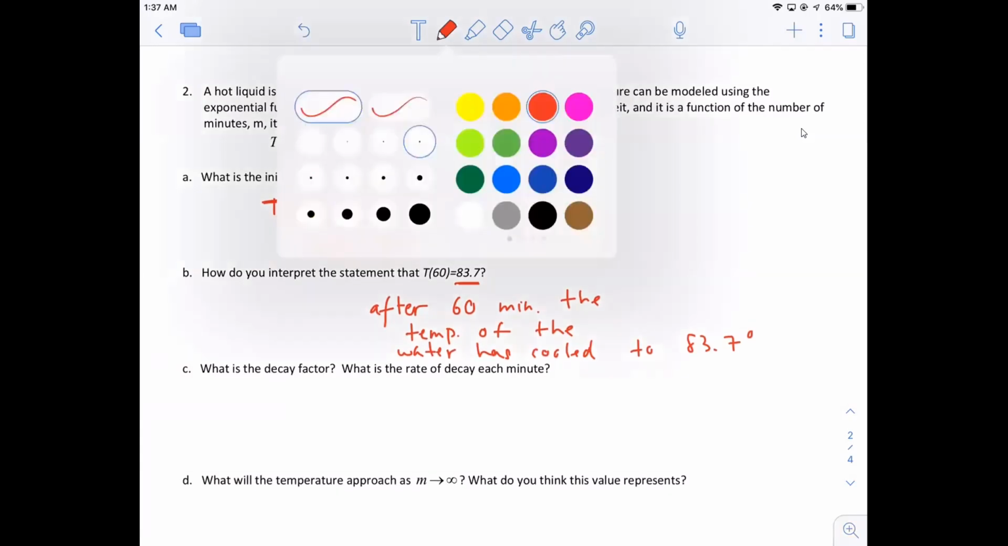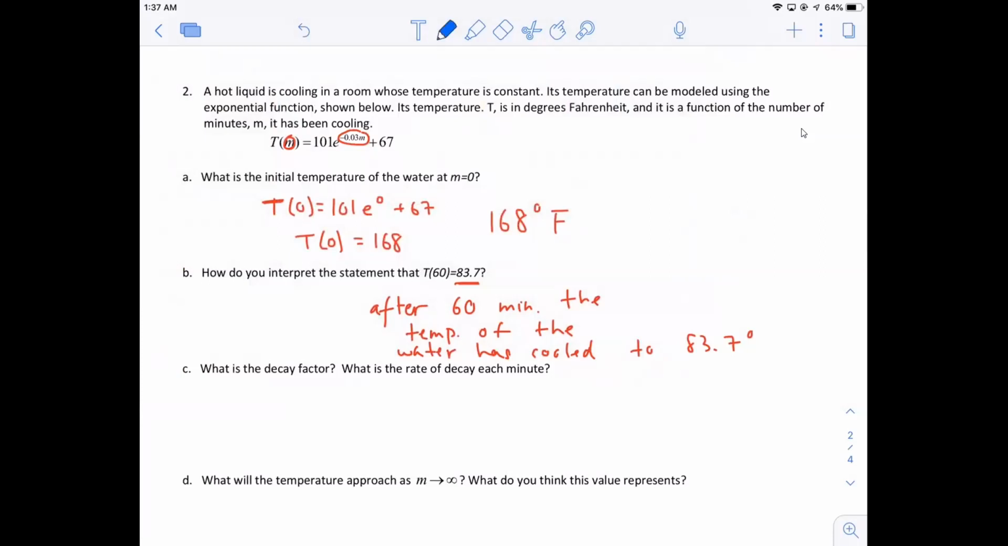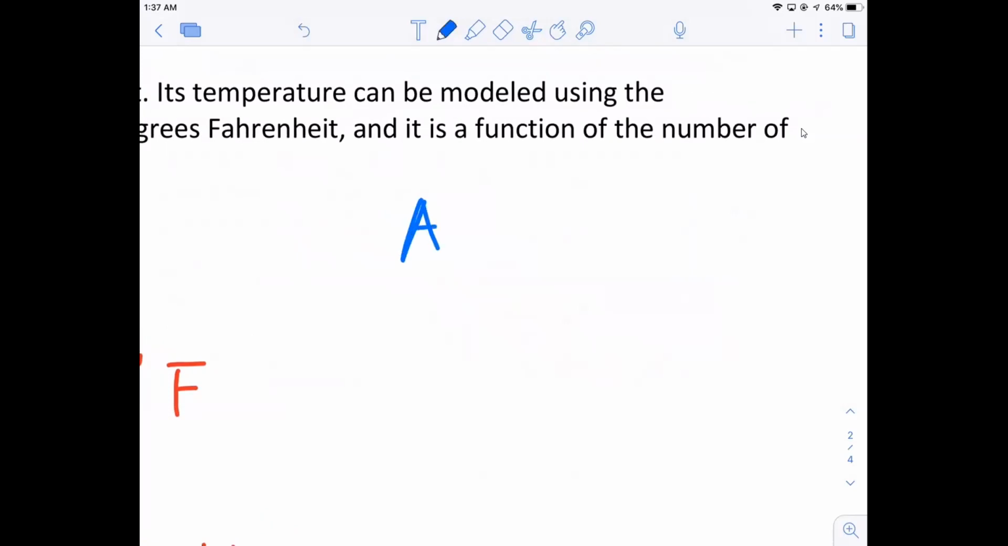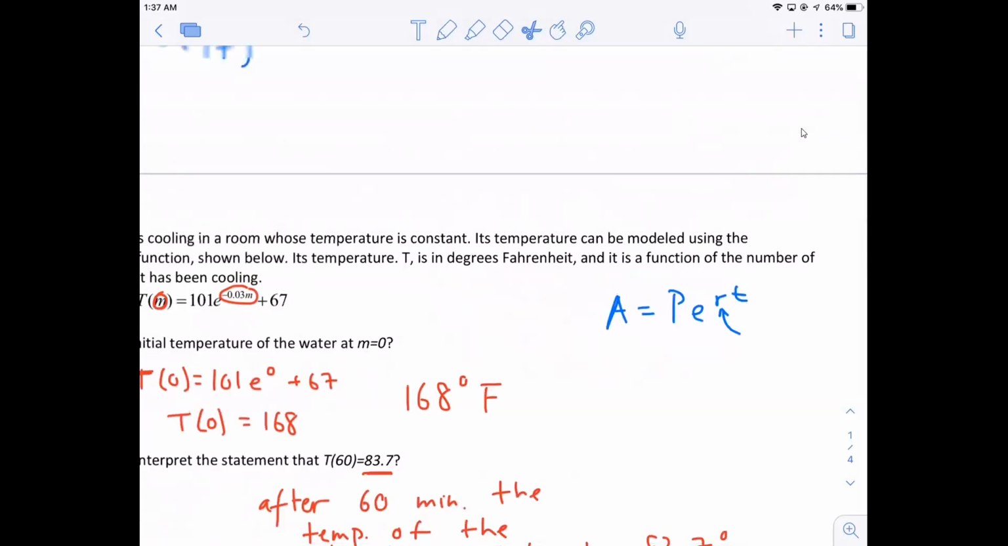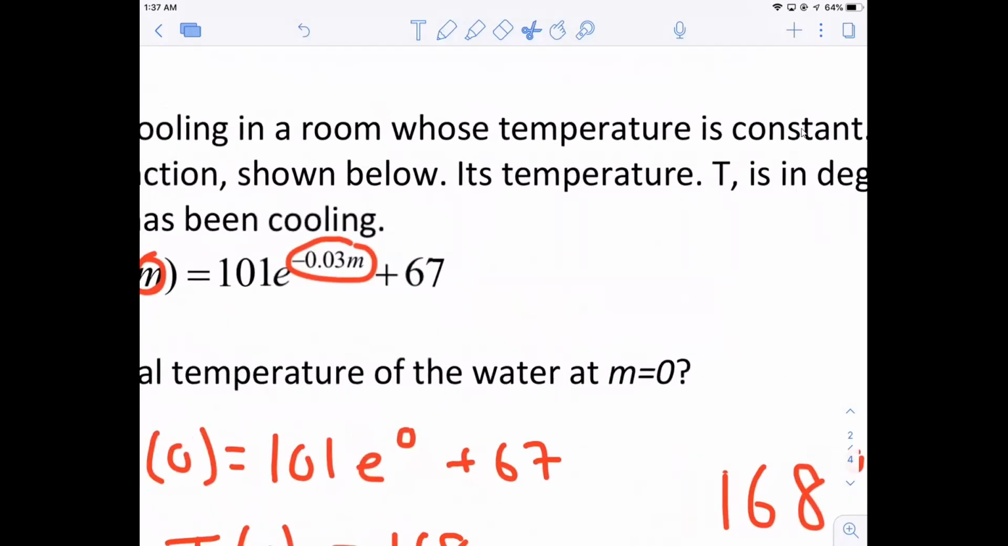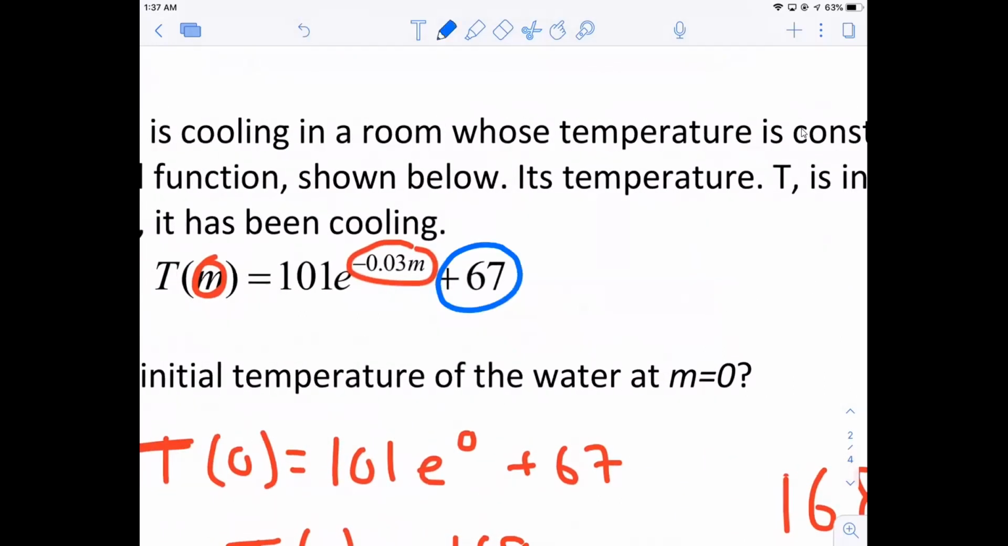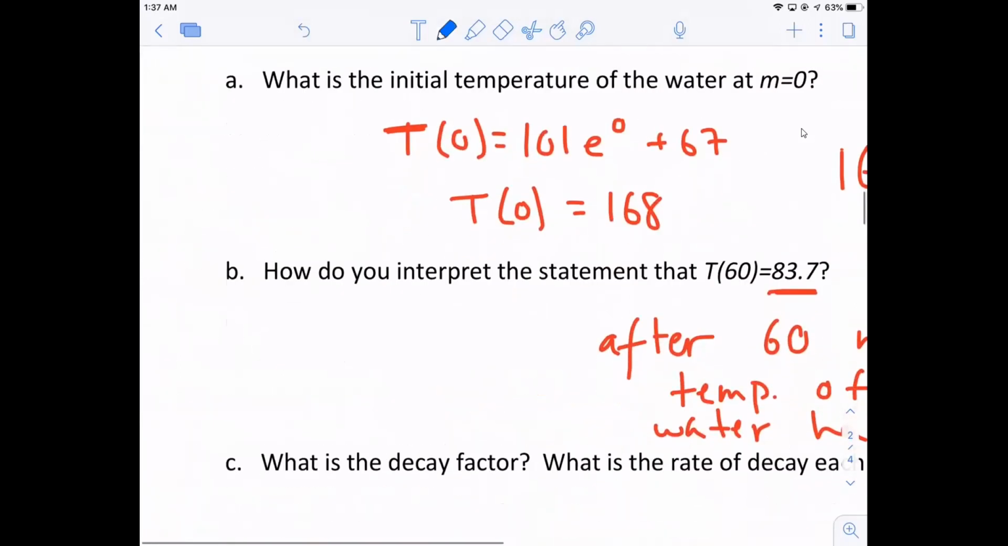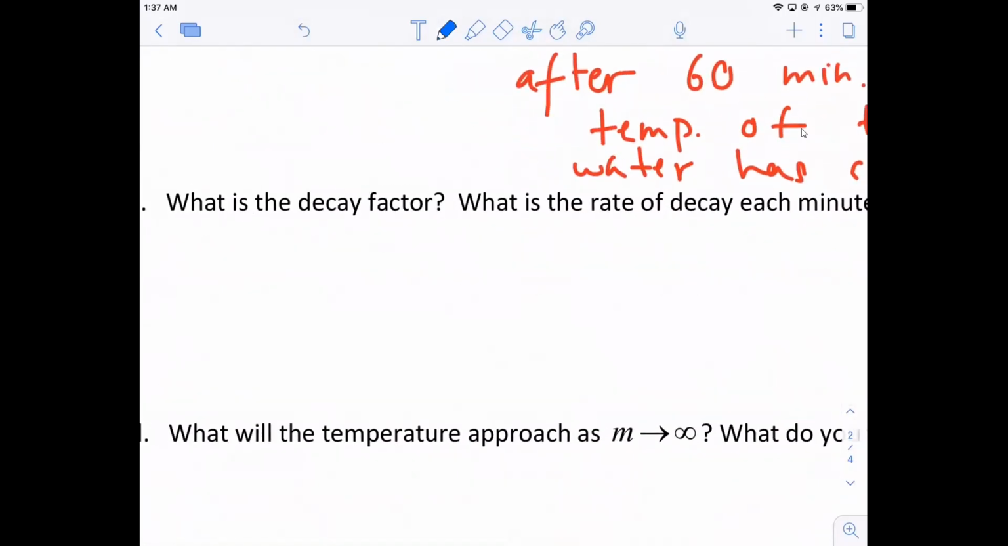Well, this is actually like compounding continuously, but a little different, right? Hopefully you guys remember the PERT formula, right, where the R is the rate of growth. So in this case, it's just like a PERT formula, but it is shifted up 67 units. So this negative 0.03, that's actually the rate, right? The R in this example is negative 0.03.